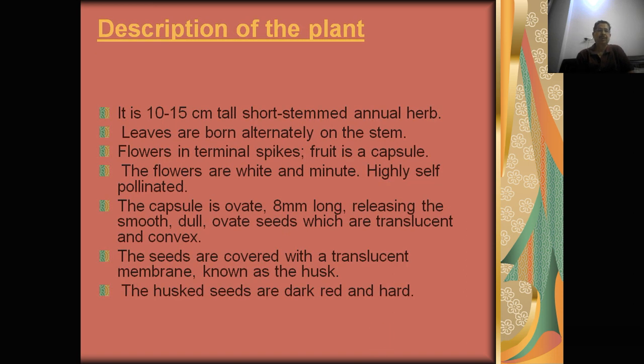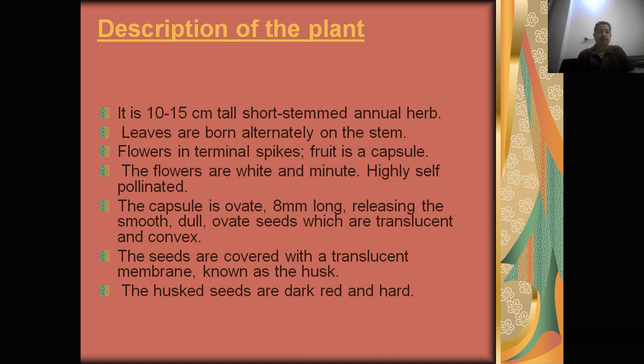Then description of the plant. It is a 10 to 15 cm tall, short stemmed annual herb. Leaves are borne alternately on the stem. Flower is terminal spike. Fruit is capsule. The flowers are white and minute, highly self-pollinated.